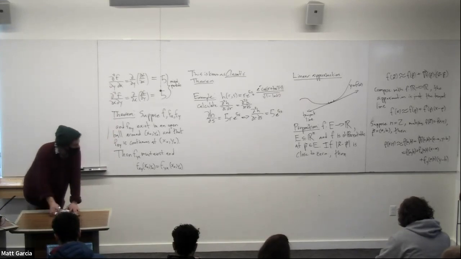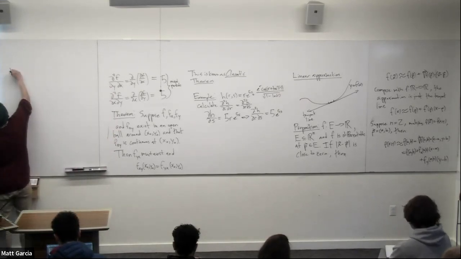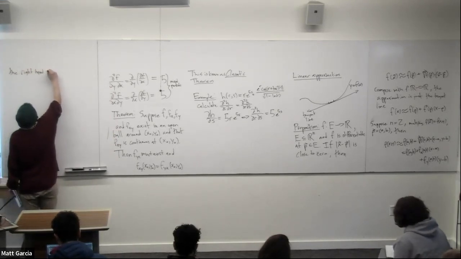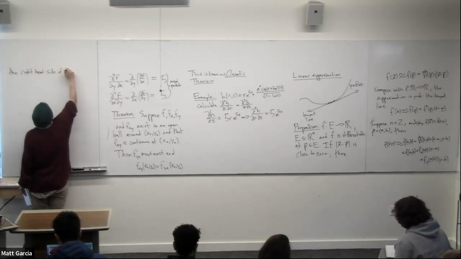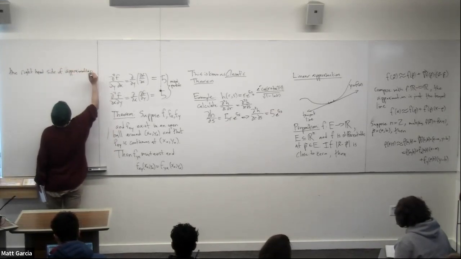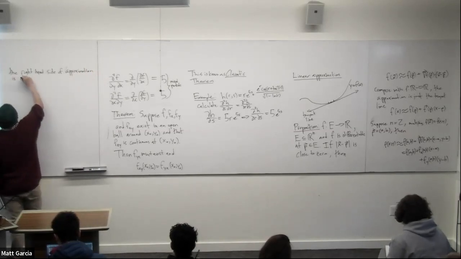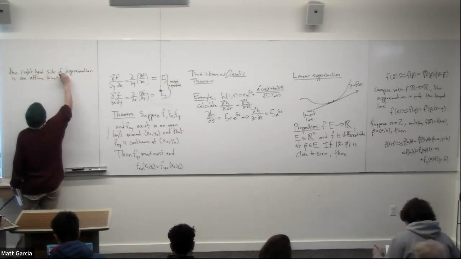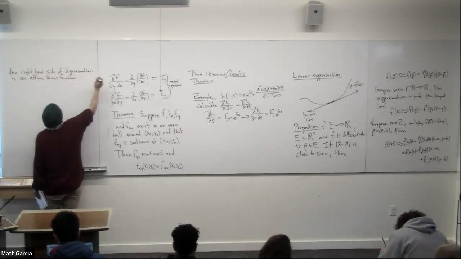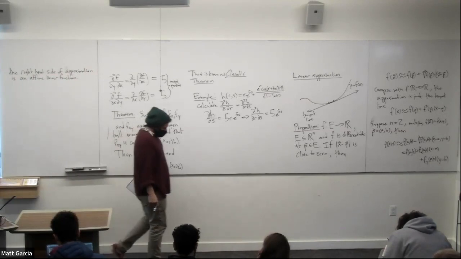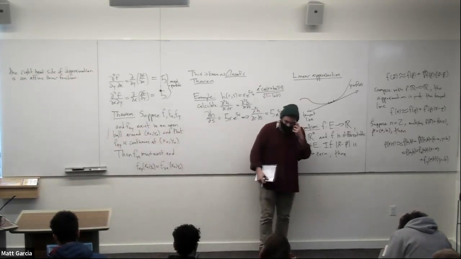So, yeah, let me just make a note of that. The far right-hand side of the approximation is an affine linear function. I guess I've just been throwing that term around. We defined this in class. Somebody remind me, what is an affine linear function?